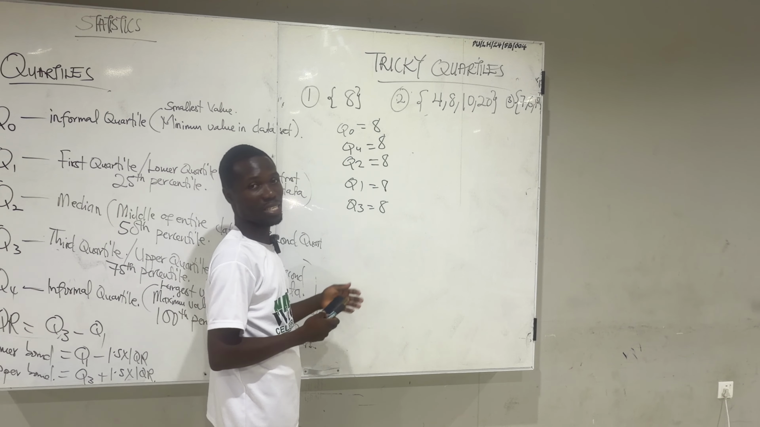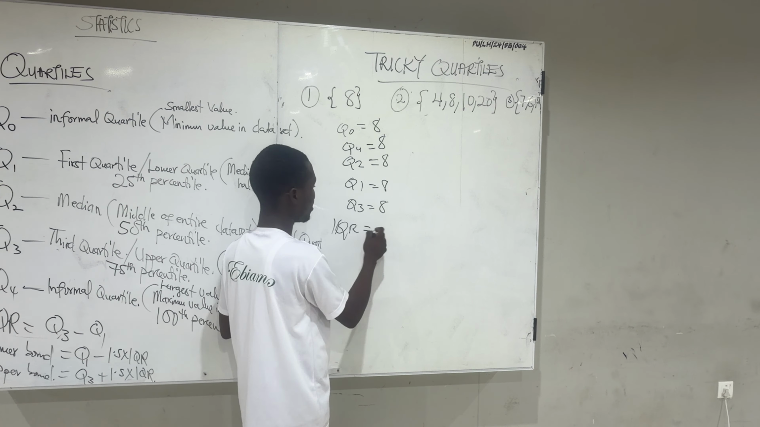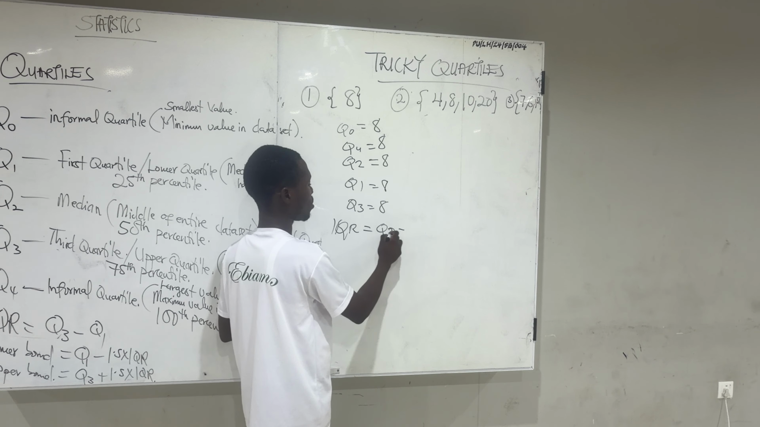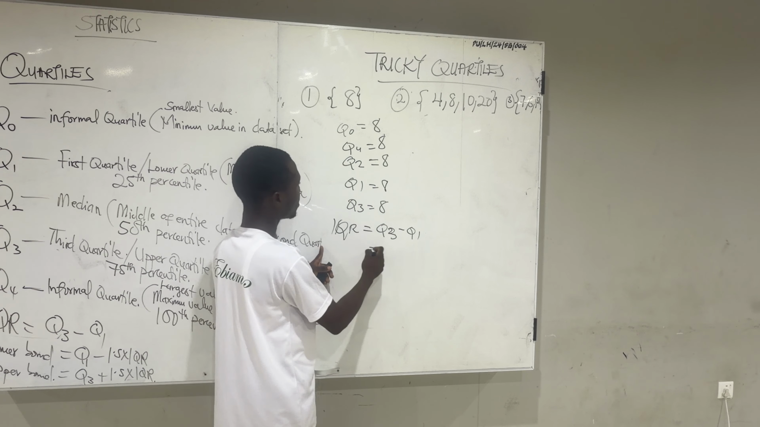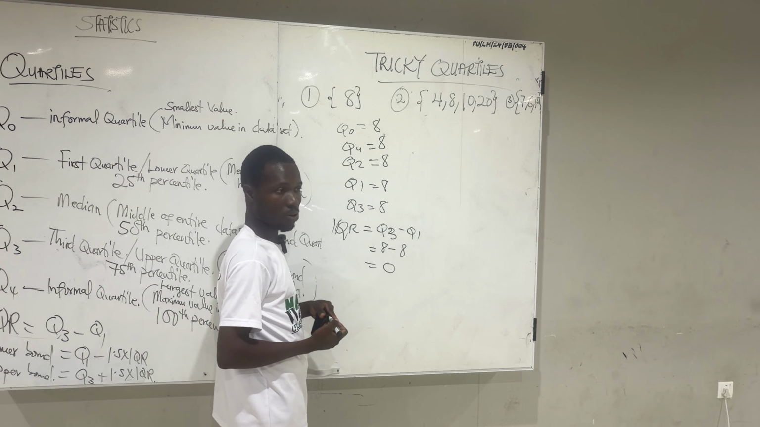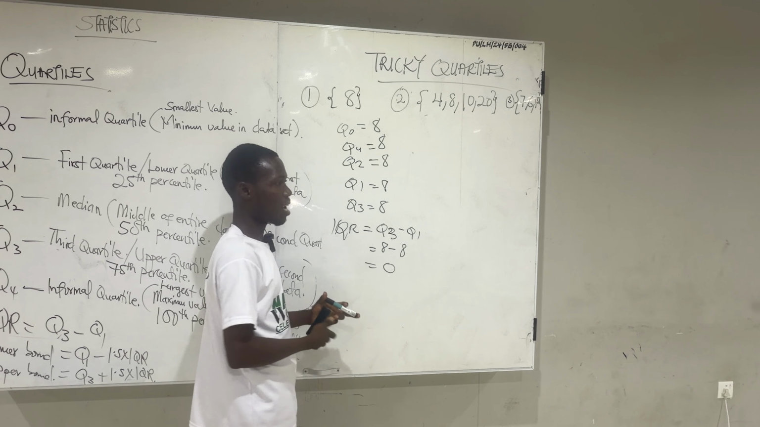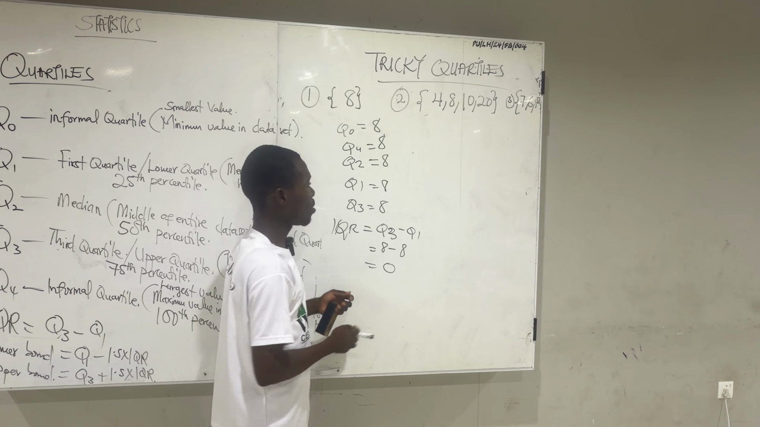Now, in case you are being asked to calculate the interquartile range, you know, interquartile range is equal to Q3 minus Q1. That means that this one you are going to get 8 minus 8, and that will be 0.